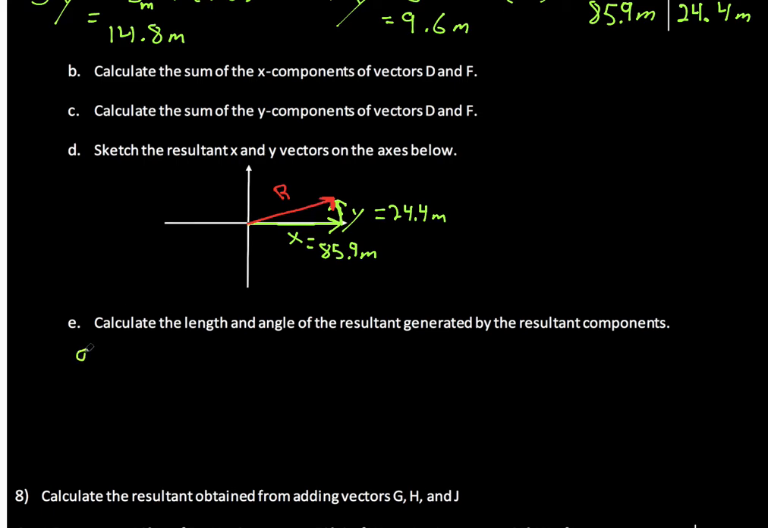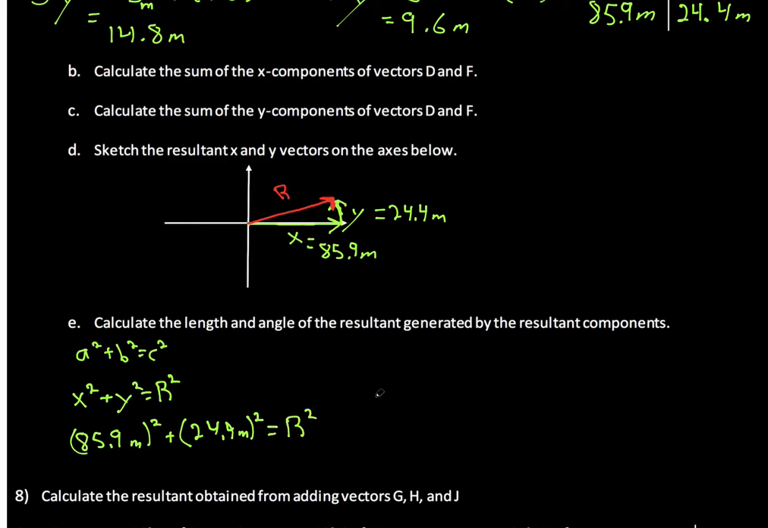So the Pythagorean Theorem says a squared plus b squared equals c squared. For us, it's not a squared and b squared and c squared, it's x squared and y squared and r squared, right? So x is one of my legs, y is my other leg, and then my resultant is what I'm looking for. So I can plug in the 85.9 meters, square it, plus the 24.4 meters, square it, and that's going to equal r squared.